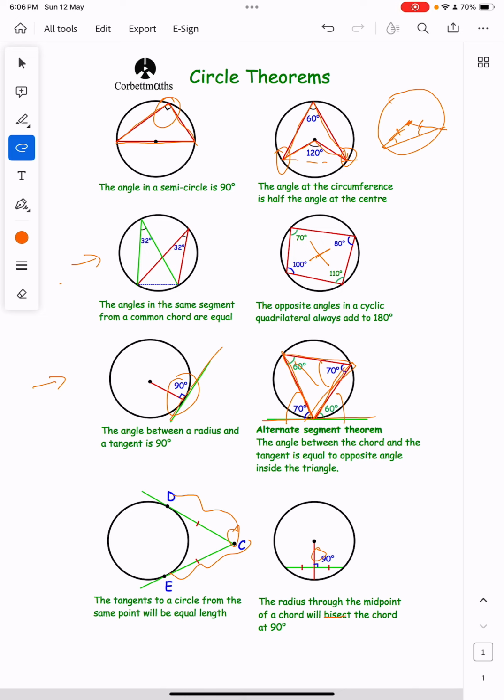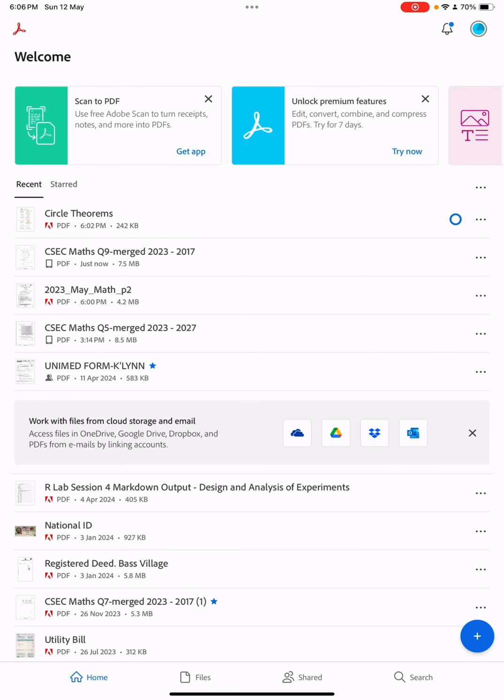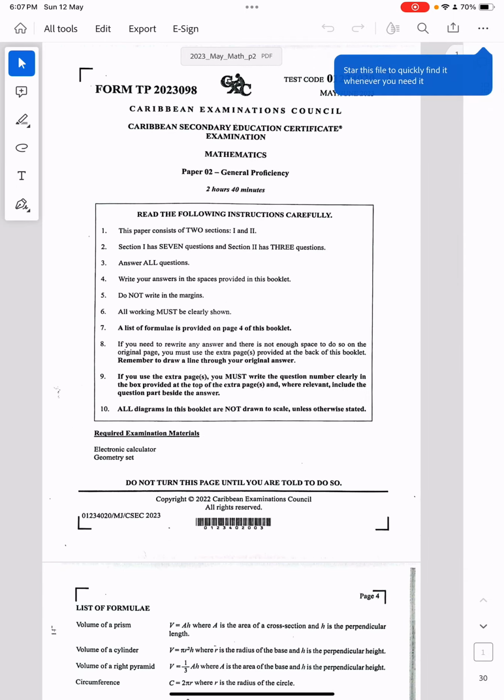And yeah, that's usually the triangle that you get there. So now we're going to look at some formula that we're going to use for the bearings part of your questions. So I'm going to open up a CSEC paper that has the formula sheet.